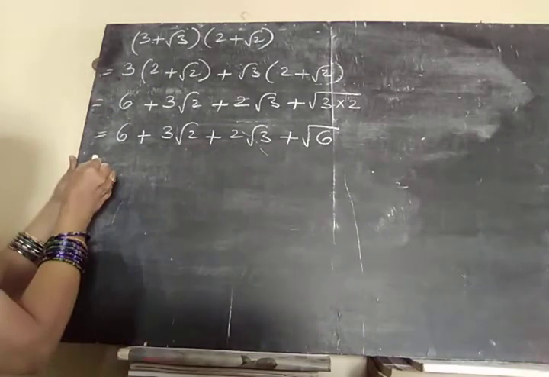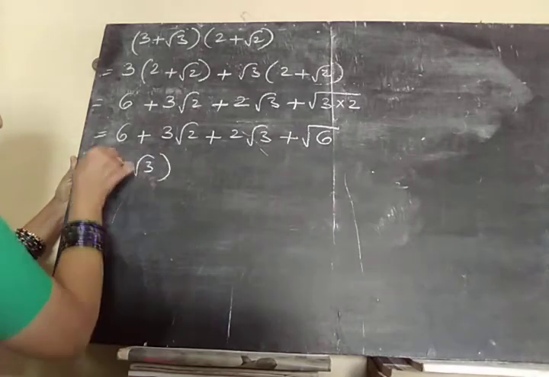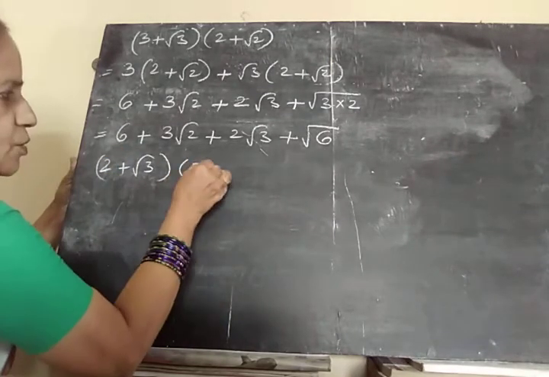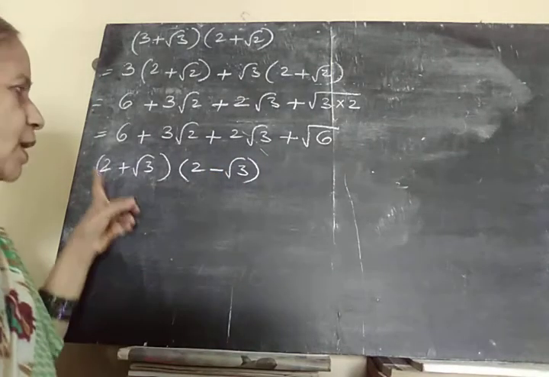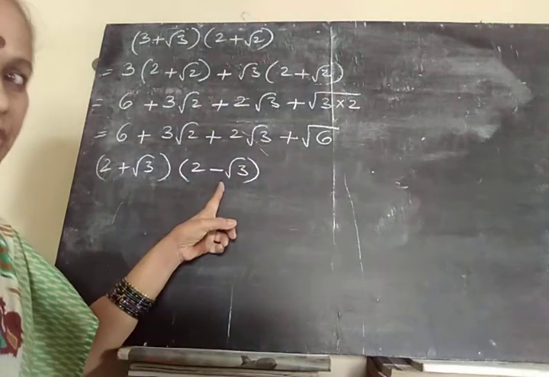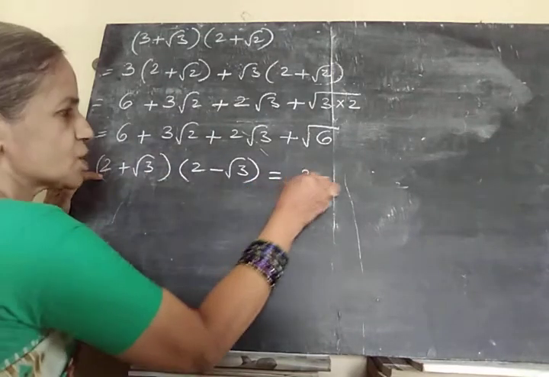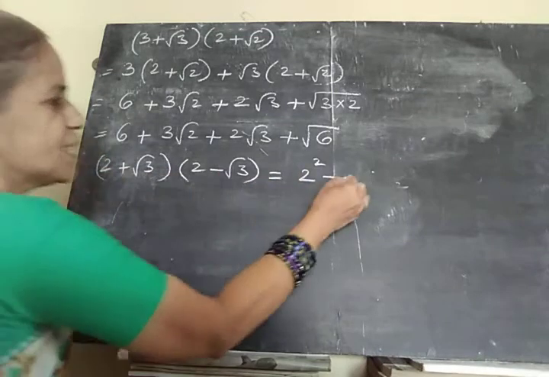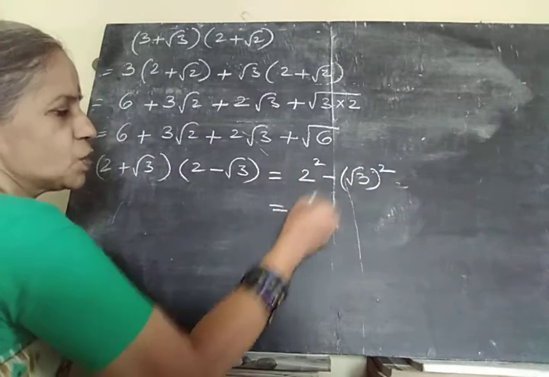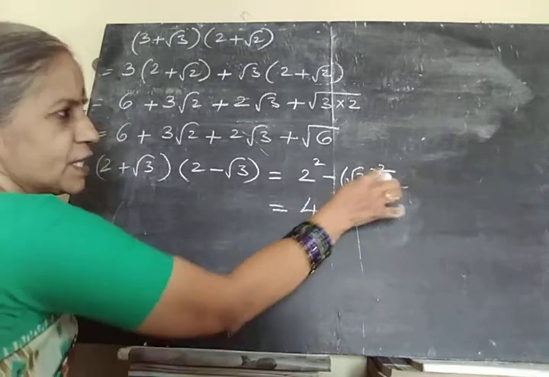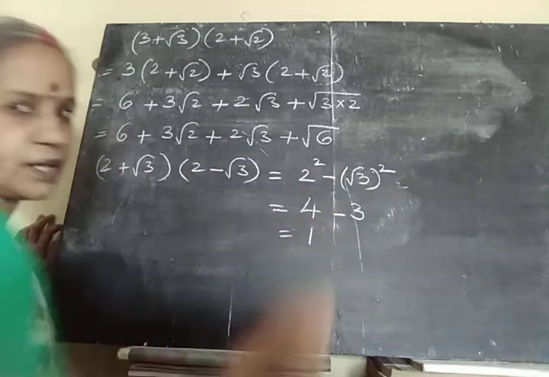Now see next one. 2 plus root 3 into 2 minus root 3. See, before, A plus B into A minus B form, no? So A square minus B square. Here A square means 2 square, minus B square, root 3 whole square. That is 2 square is 4, minus root 3 whole square is 3. 4 minus 3, 1. Okay.